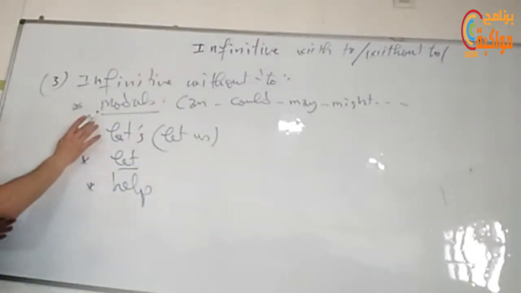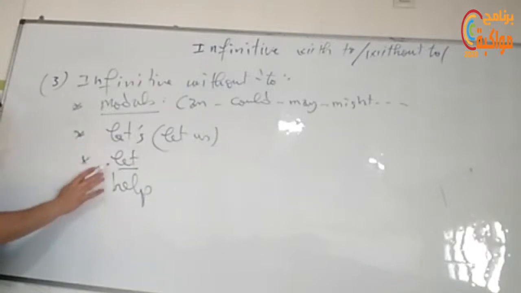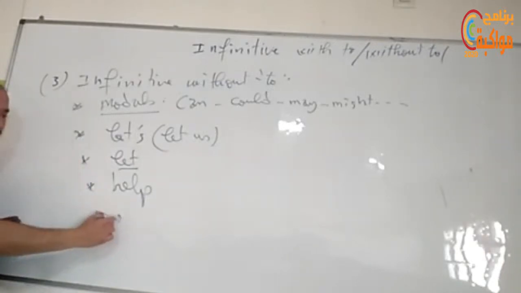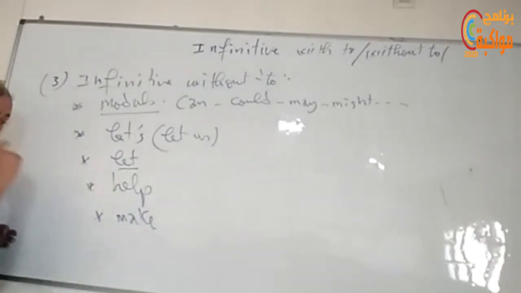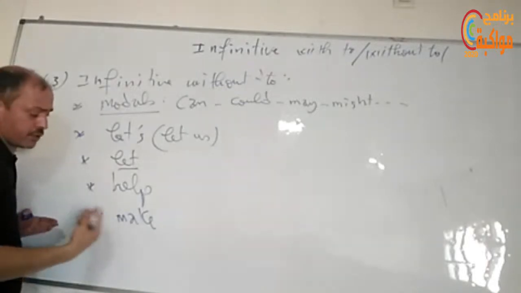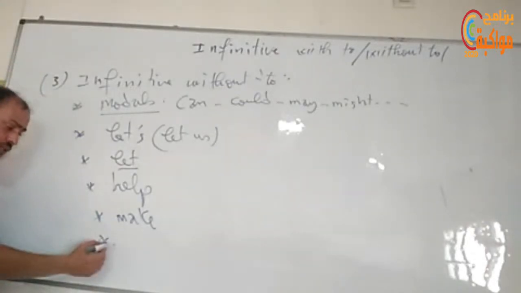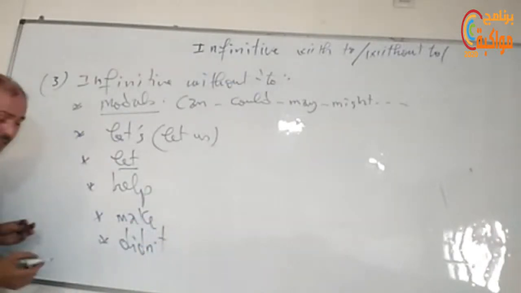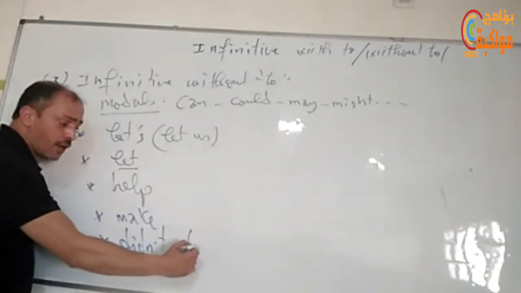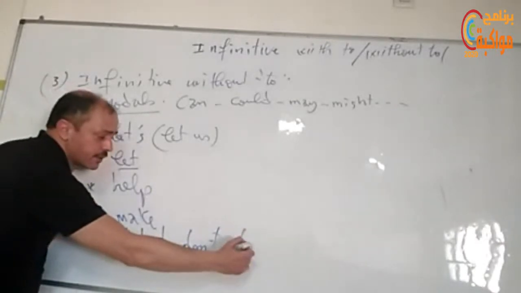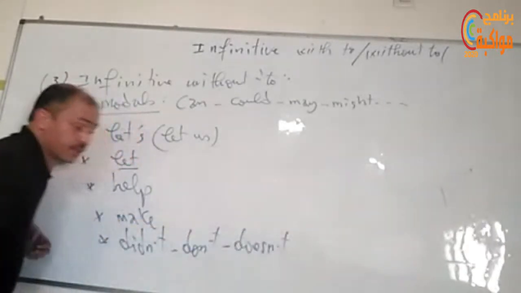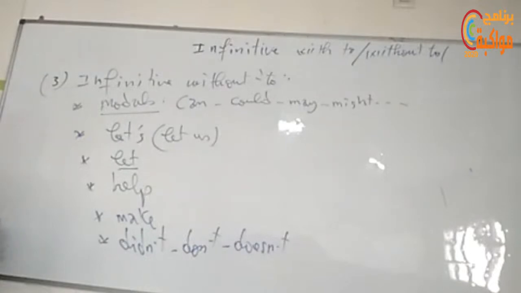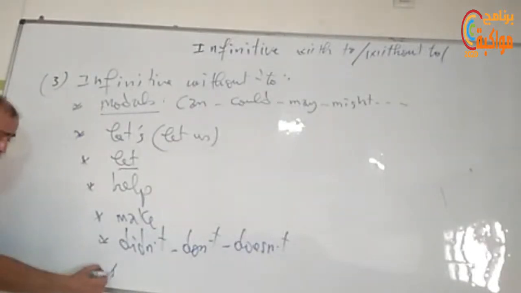So here we are after modals. Let's, help. We can use make. For example, he made me do my best. He made me do my best. Make is followed by the infinitive without to. And of course, after didn't, don't, and doesn't, just for the sake of memorizing, you know this rule.